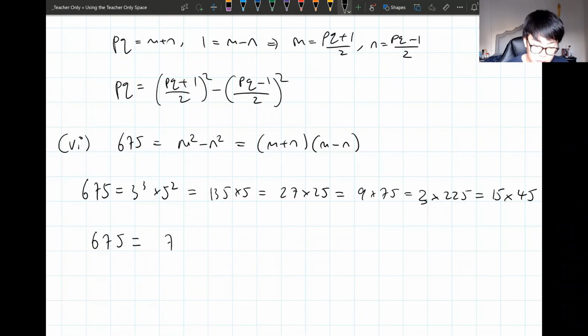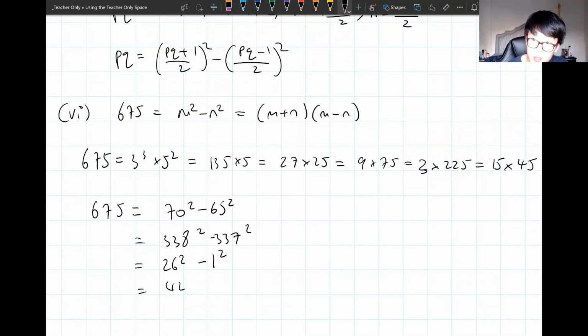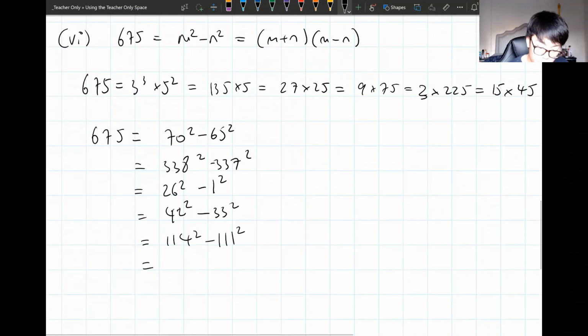They are 70 squared minus 65 squared, 338 squared minus 337 squared, 26 squared minus 1 squared, 42 squared minus 33 squared, 114 squared minus 111 squared, and finally 30 squared minus 15 squared.